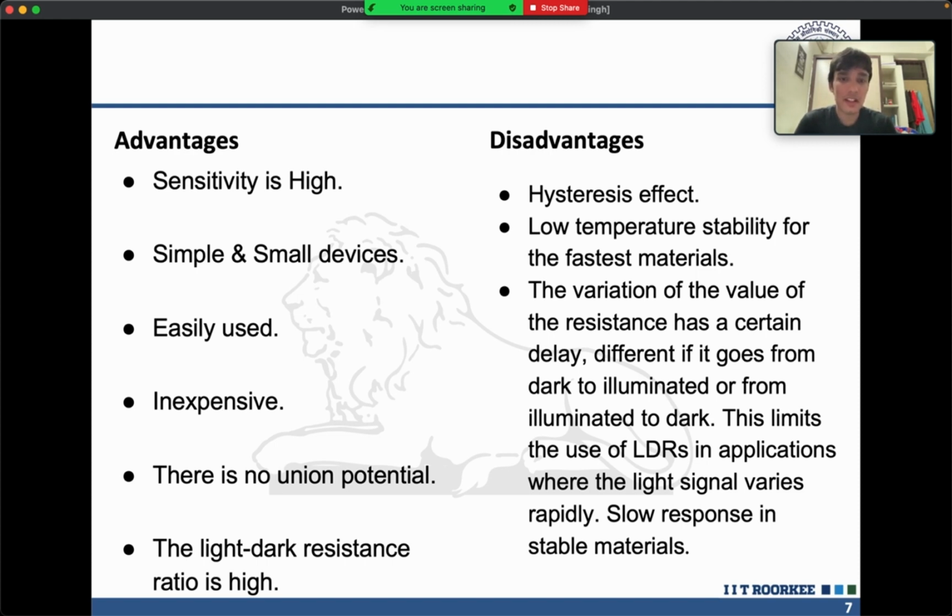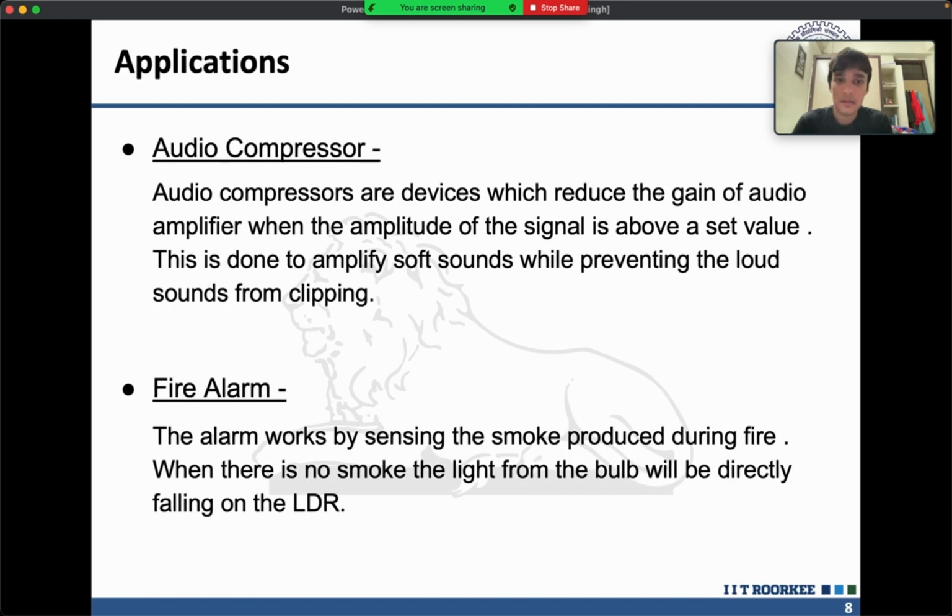So the hysteresis effect is one of the disadvantages, and low temperature stability for the fastest material is another disadvantage, and the variation of the value of the resistance also has a delay. It is also one of the disadvantages of LDRs. Like when it goes from dark to illuminated or vice versa, it takes some time to change the value, or to get the value of the LDR's resistance changed. So this slow response is a disadvantage for LDR.